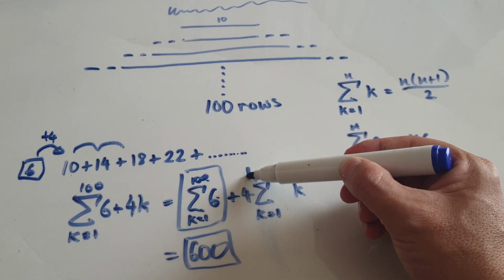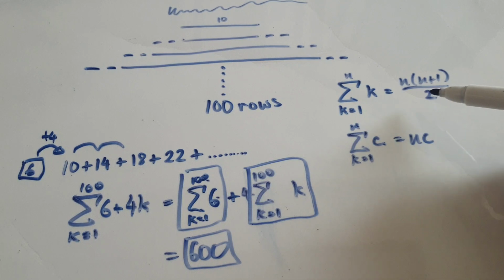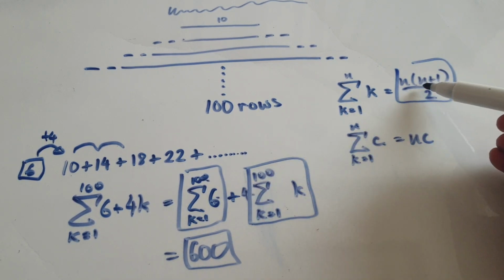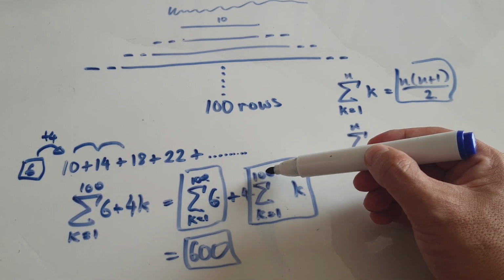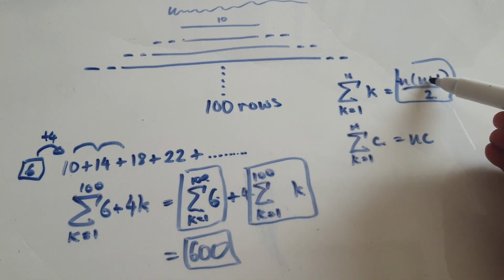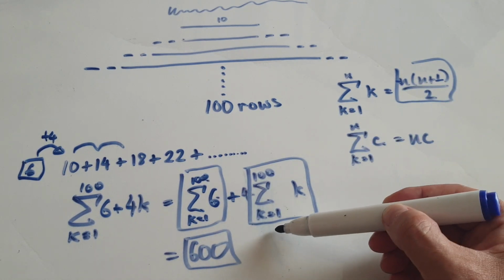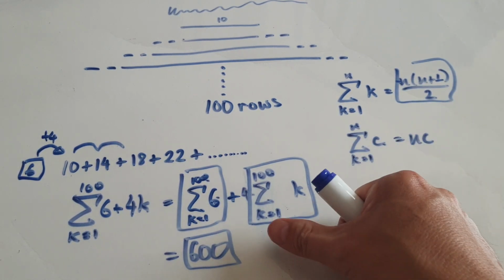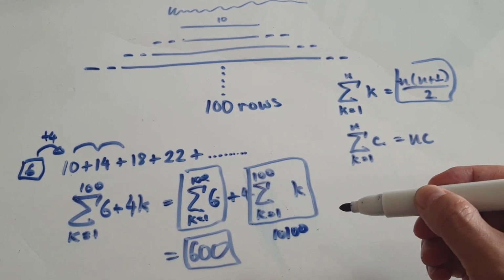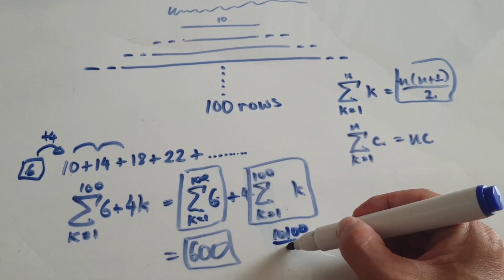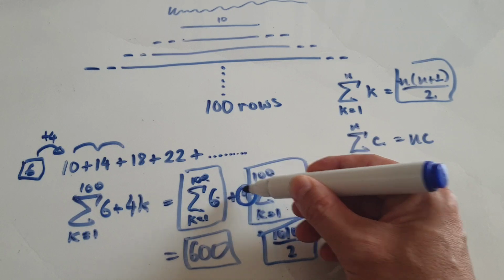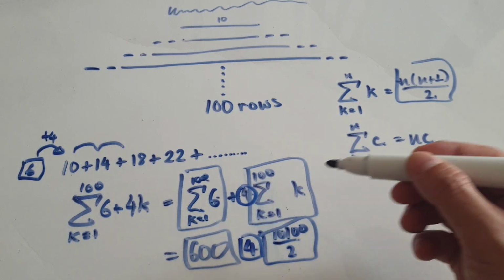And then this thing here, we've got a formula for it. The formula is this. Anytime you want to sum up anything from 1 to 100, you can just use this formula. So n is 100. 100 times 101, over 2. So this block here will then become this. Don't forget we've got our 4 there from earlier, times 4.